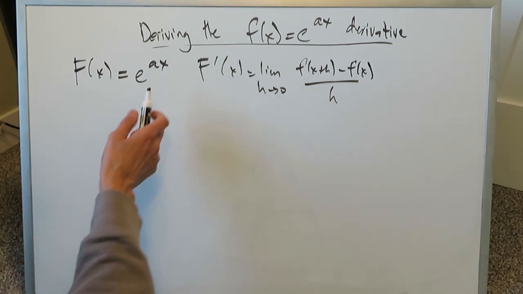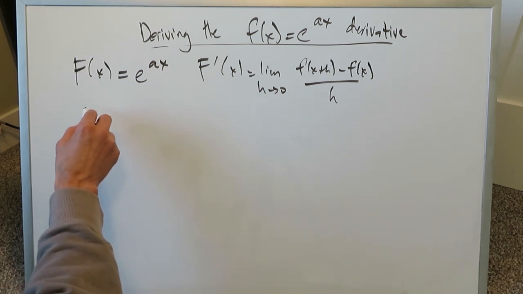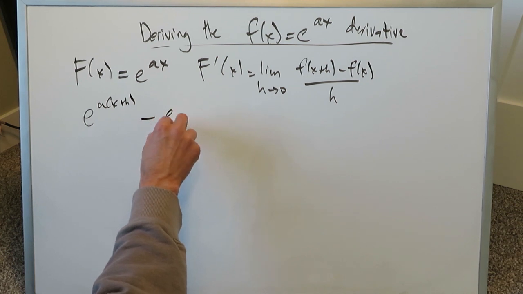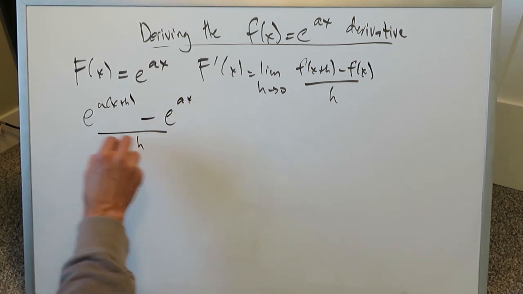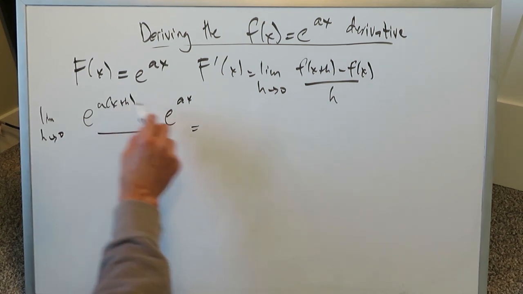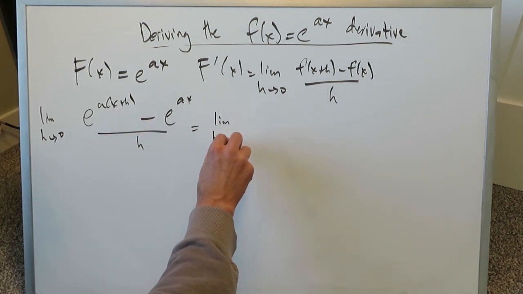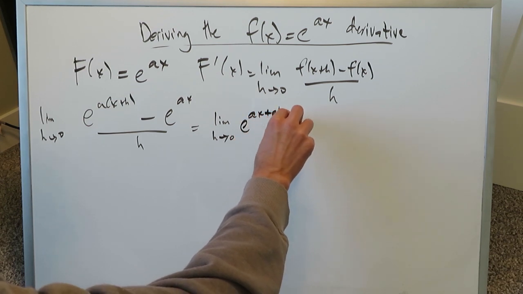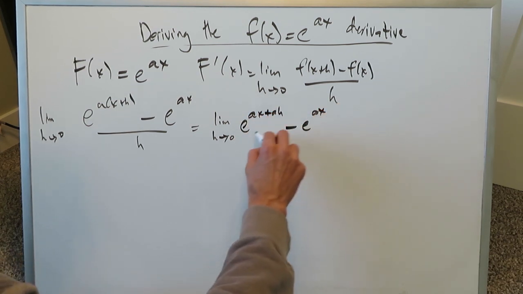Continuing from this step, this is my f of x. How do we play this? We have e to the a times x plus h, minus e to the ax, over h, limit h approaching 0. Open this up right here, the parentheses, limit h approaching 0. We have e to the ax plus ah minus e to the ax over h.